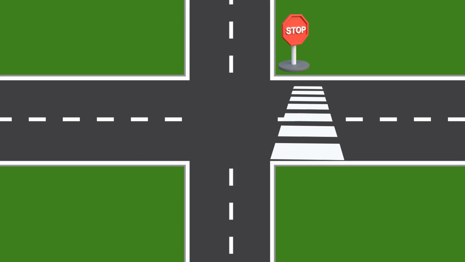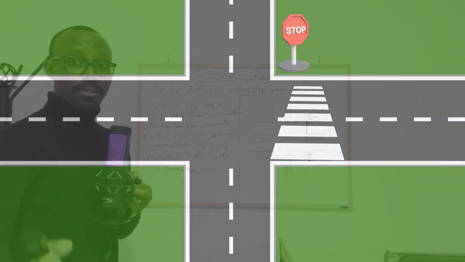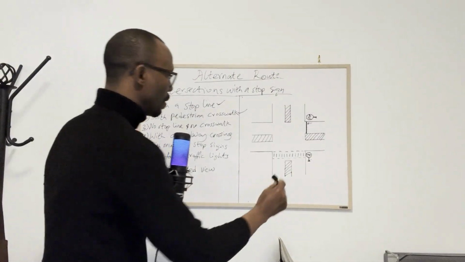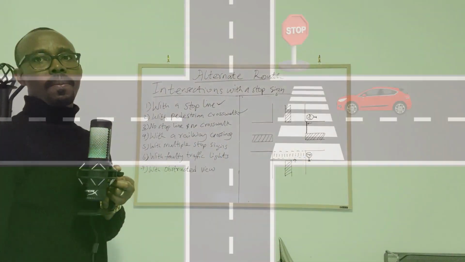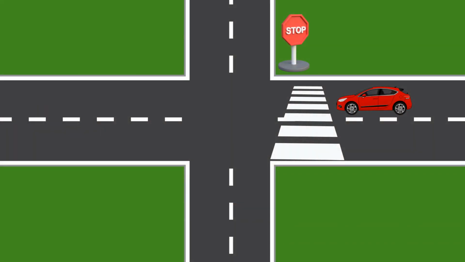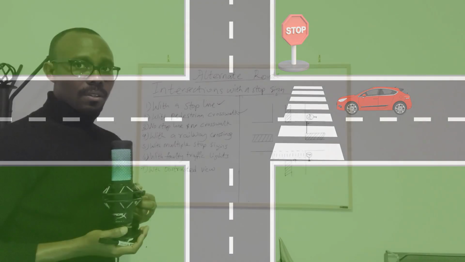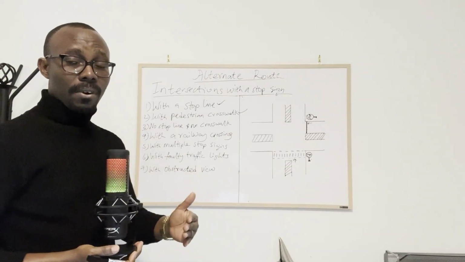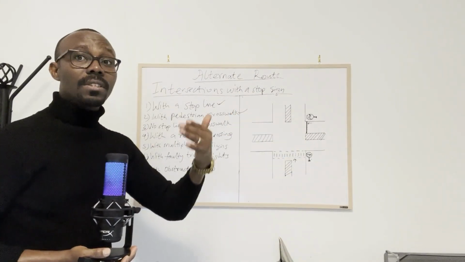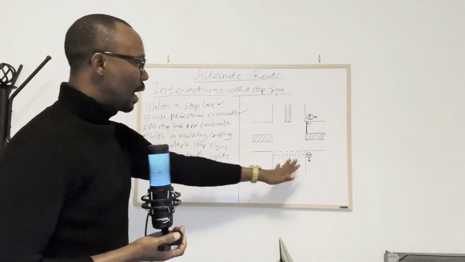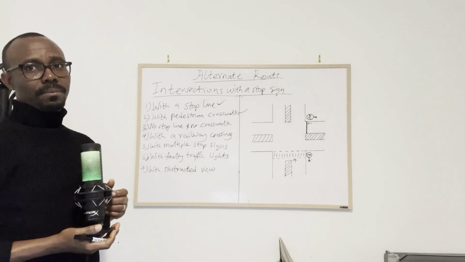So if there is no stop line, what happens? If there is no stop line, what it simply means is stop before the crosswalk. So if there is a crosswalk but there's no stop line, stop just before the crosswalk. So it's almost like the same thing. This time around, the crosswalk is serving as your stop line. That is what is telling you where to stop at this type of intersection.